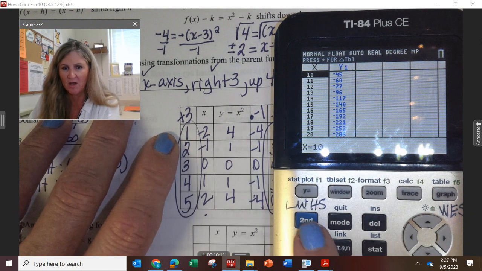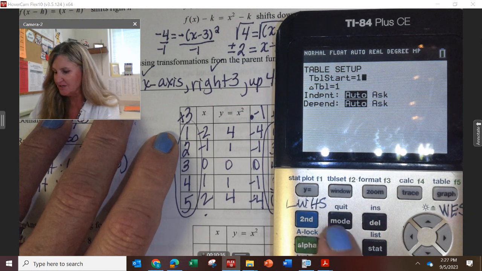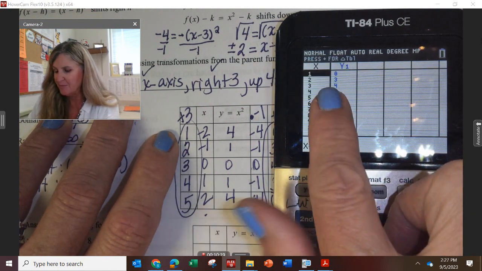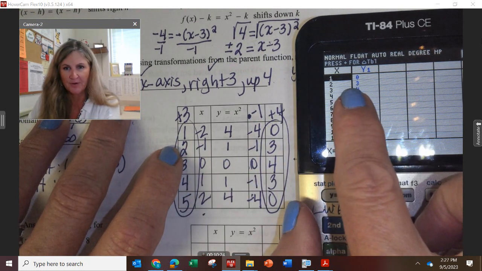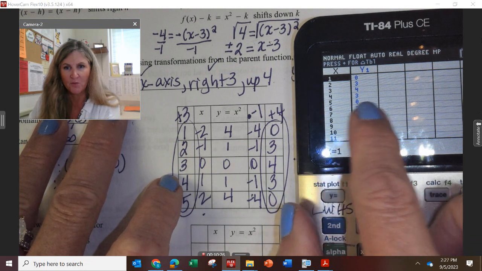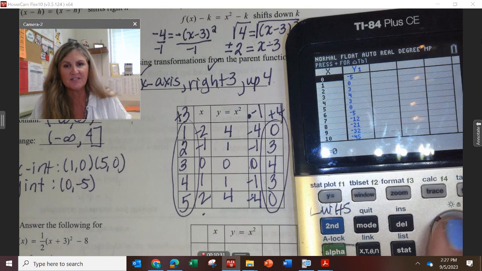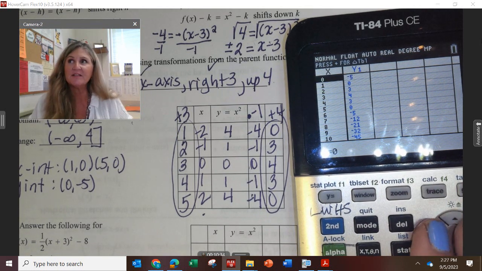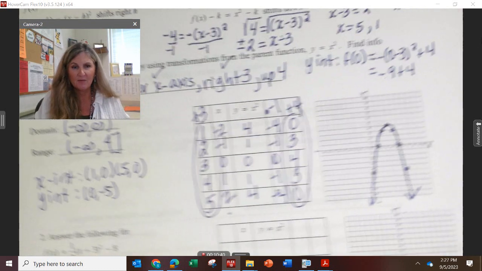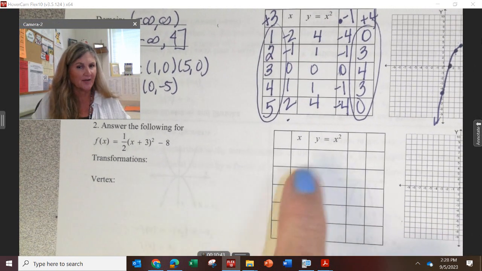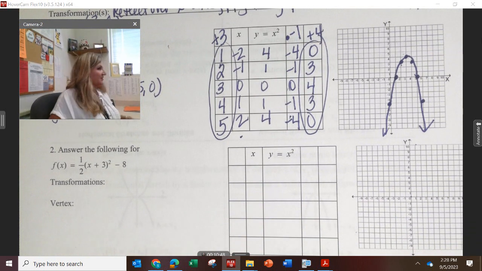If I want to jump to 1, I do second window to get to my table setup. I want to jump to the number 1. Go back to my table. It's telling me I should have the points 1, 0, 2, 3, 3, 4, 4, 3, and 5, 0. Those are some points. I can also see the y-intercept, 0, negative 5, right there. So we are correct. All right, guys, I want you to try number 2 now on your own, getting this table all correct. And I'll be doing it up here if you get stuck.